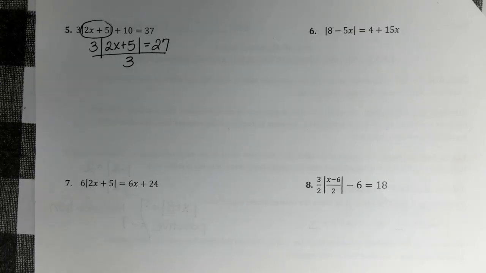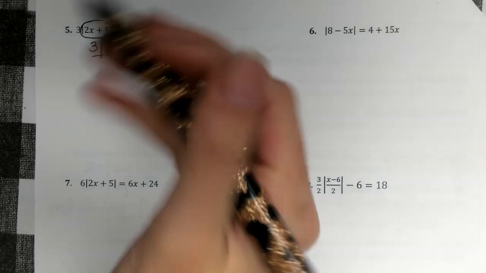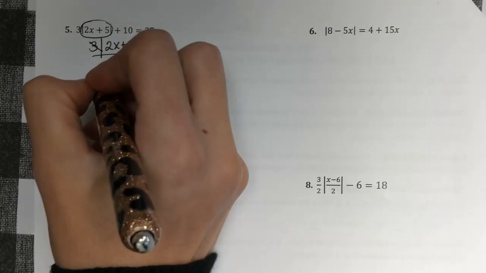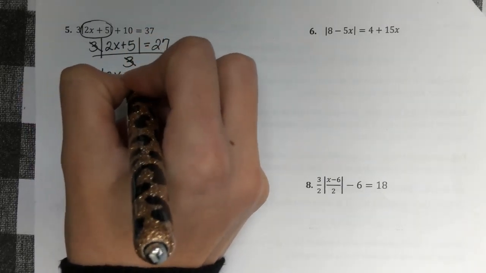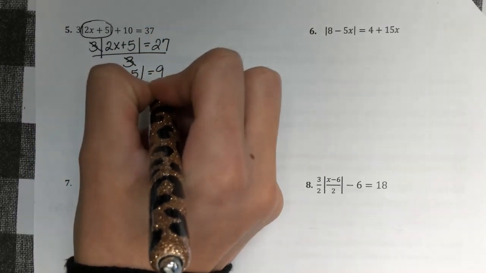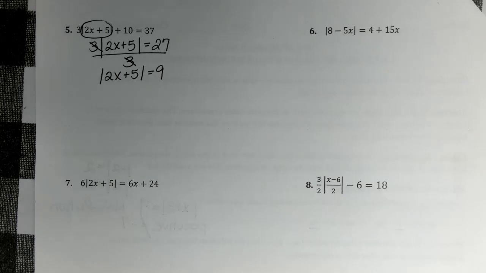Whatever is inside your absolute value bars does not ever change. I do not distribute the 3 to it. I do not change the numbers ever. Okay? All that does is get rid of that, and I'm left with the absolute value of 2x plus 5 equals 9. Okay? When y'all get back from lunch, we're going to finish solving this.